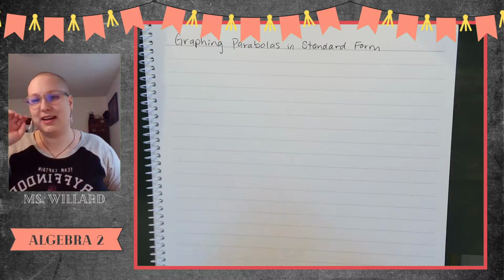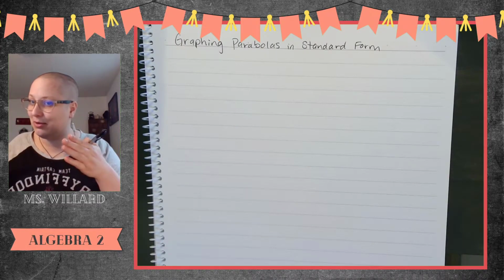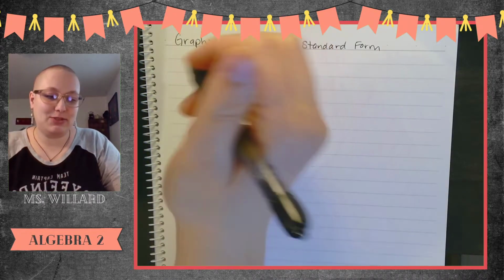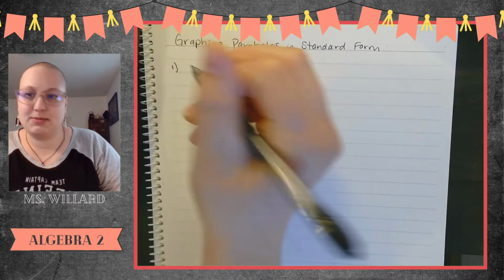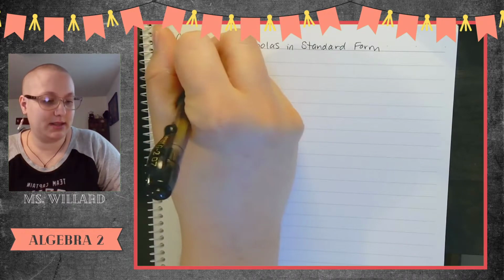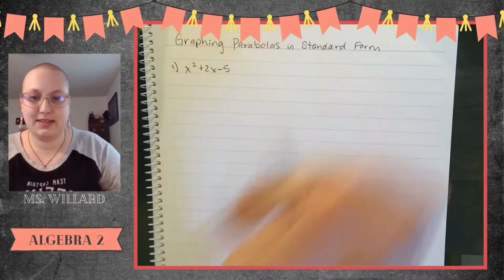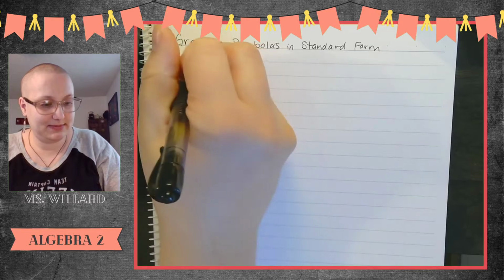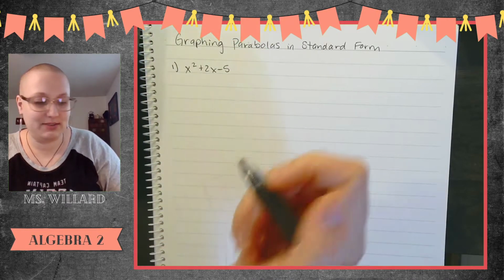So I just have an extra worksheet next to me, so I'm going to keep looking this way to get the problems, but I'm just going to do a couple. So for instance, if I wanted to graph x squared plus 2x minus 5, I have to do those steps again. So I'm going to find the axis of symmetry first.